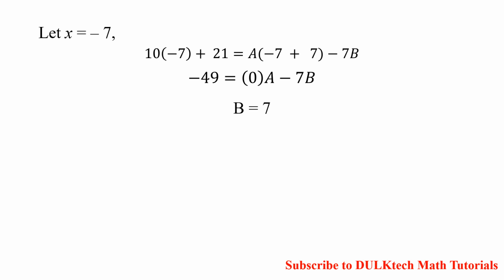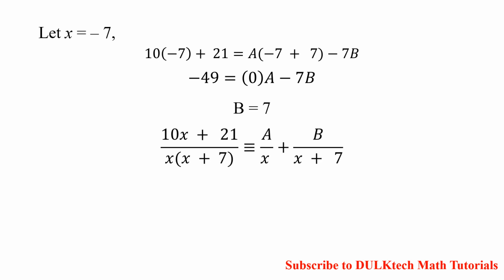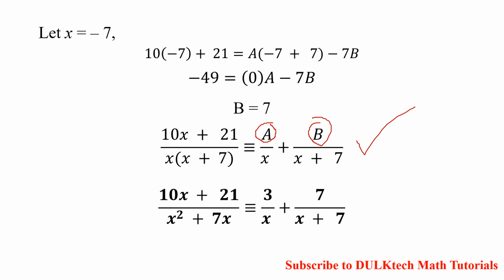So having the value of a and b, we can now substitute those values in this identity. For a, we'll be substituting the value of a that we found in here. Then for b, we'll be substituting 7. So we are going to rewrite this identity, but substituting 7 for b and 3 for a, and this is our final answer. Right, here is your exercise.